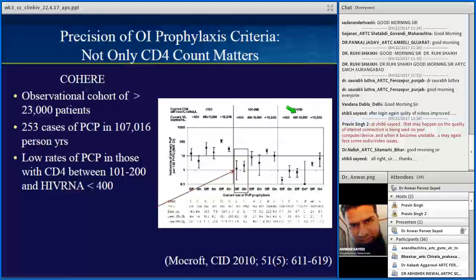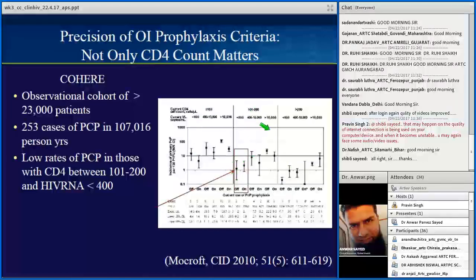So this is an observational cohort of 23,000 patients. 253 cases of PCP were seen in the period of follow-up. There is a low rate of PCP in those with CD4 count between 100 to 200 and viral load of less than 400. Now, obviously, if CD4 count is more than 200, you will not again have many cases of PCP in that scenario. If it is less than 200, you will have cases of PCP.